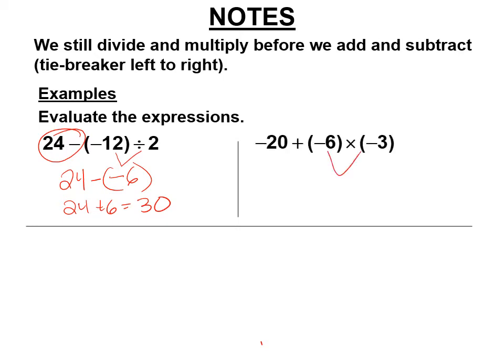We have negative 6 times negative 3, positive 18, negative 20 plus 18, negative 2. Right? Two extra negatives there.